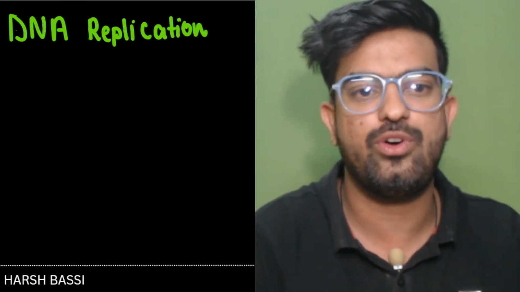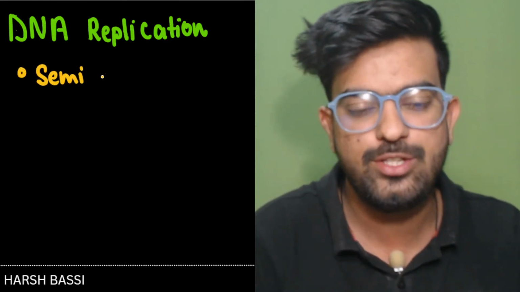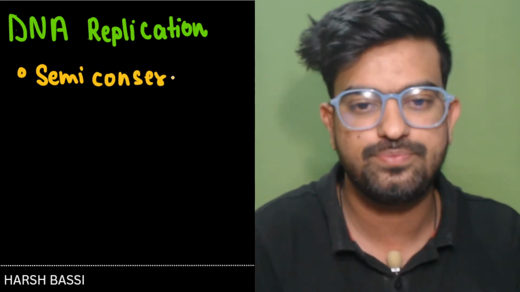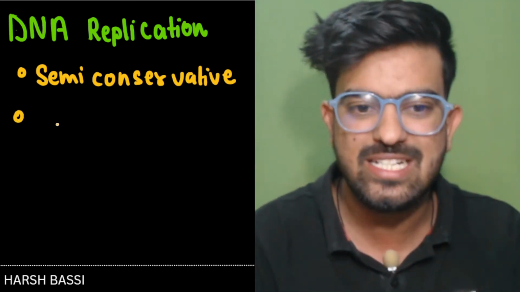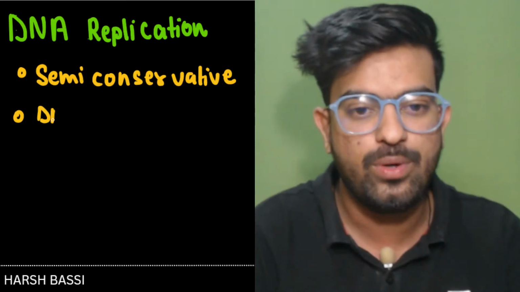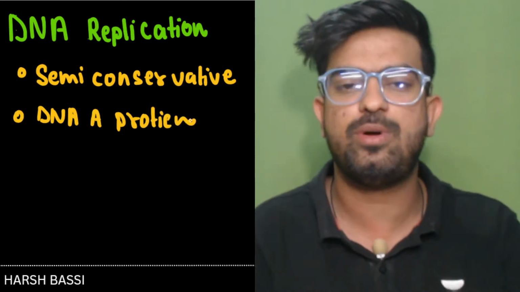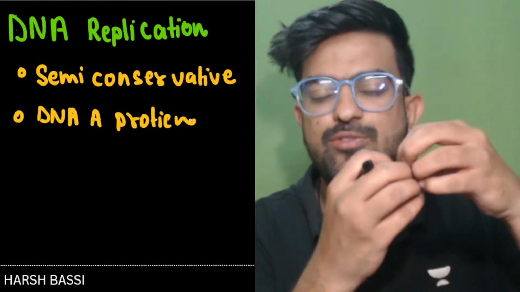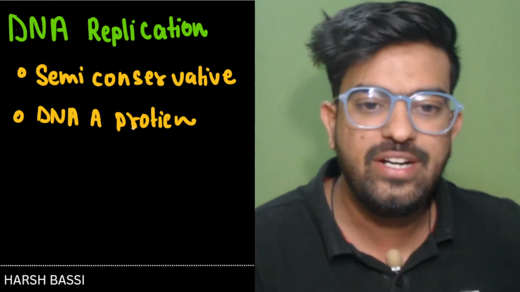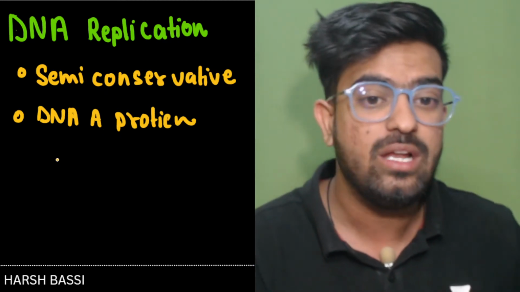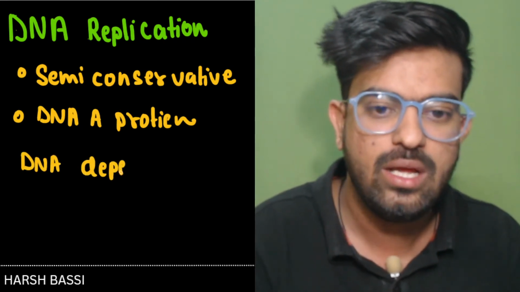We discussed that this DNA replication was semi-conservative, right? We also discussed the whole process. There is the DnaA protein which is involved, and this protein was responsible for the separation of the two strands of DNA. After that, an enzyme was involved, which is DNA dependent DNA polymerase.